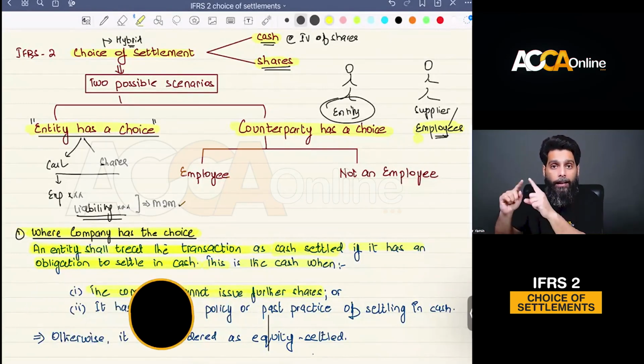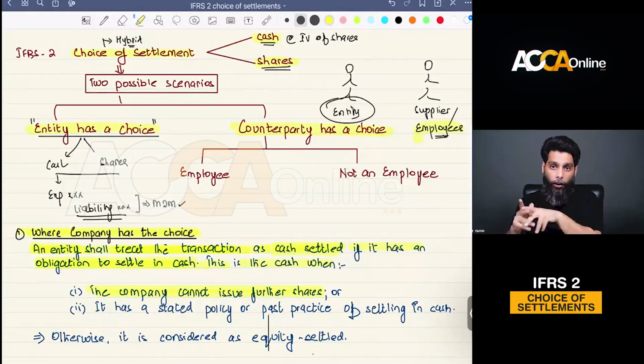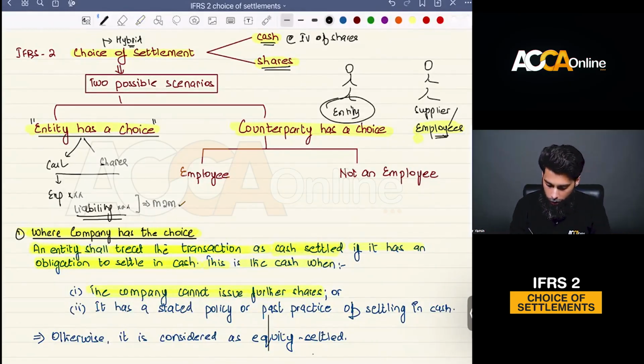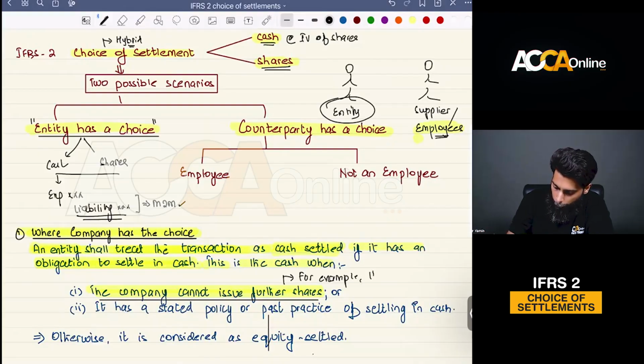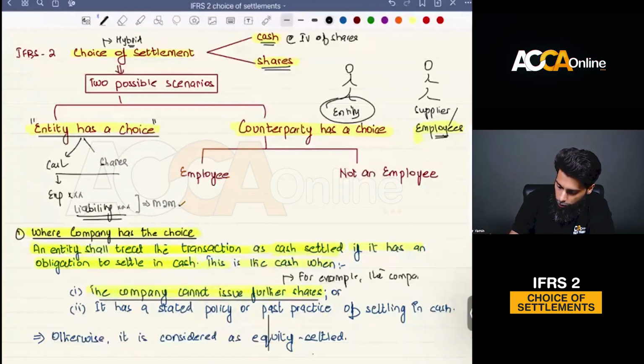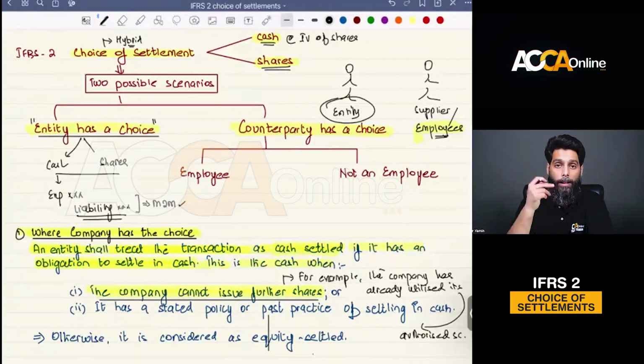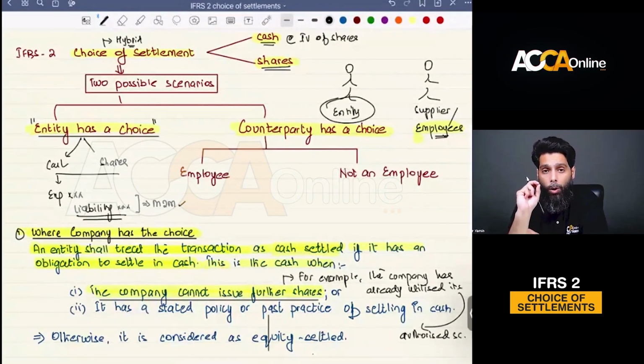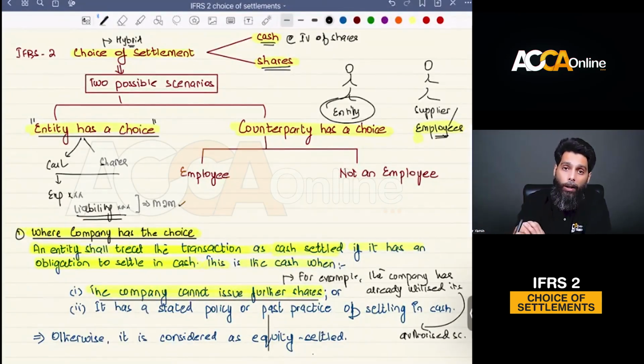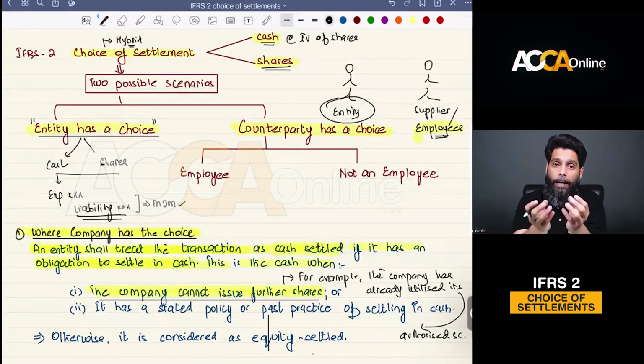Look out, can the entity issue further shares? For example, there can be a practical limitation regarding the issue of further shares. For example, the company has already utilized its authorized share capital. Accountants should look out for chances where this transaction can be recorded as a cash settled share-based payment. So IFRS 2 says you look out whether the entity is obliged to settle this transaction in cash.